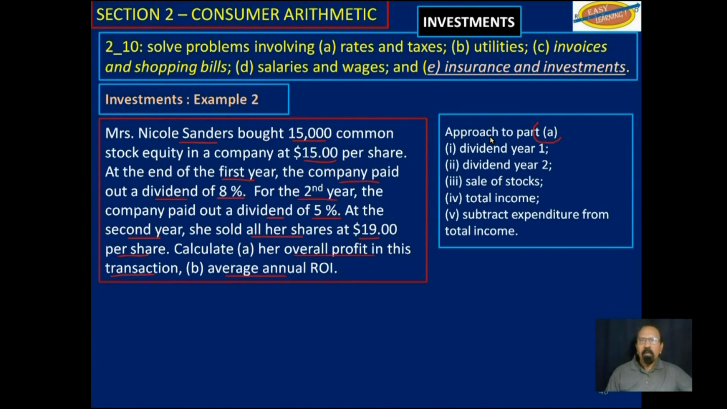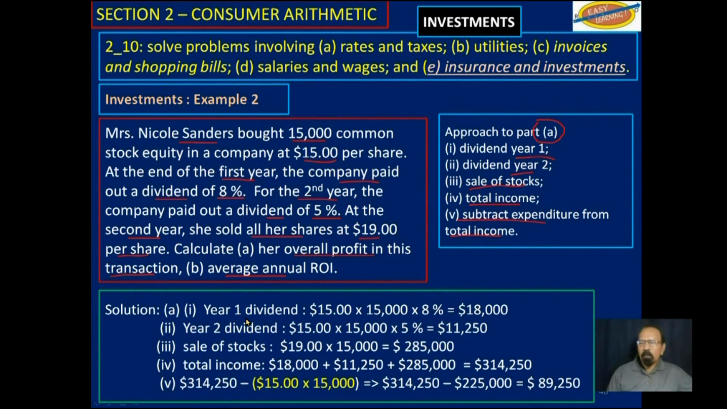So for part A, we will calculate year 1 dividend, year 2 dividend, sale of stocks, total income, then we will subtract the expenditure from the total income. So year 1, $15 at 15,000 at 8%, and so our dividend is $18,000. Year 2, same investment at 5%, our dividend is that amount. She sold all her stocks at $19, 15,000 of them, and she got this amount.